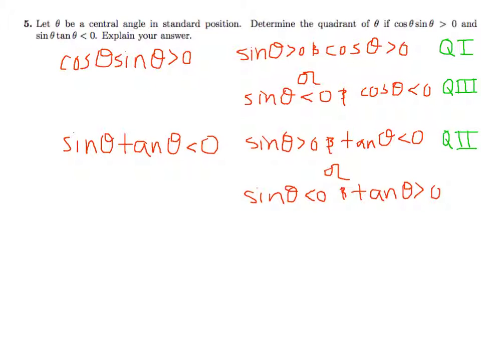And sine theta is less than 0 and tangent theta is greater than 0 in quadrant 3. So we know this last condition is in quadrant 3. And we need to determine the quadrant of theta if both of these statements are true. So theta must be in quadrant 3.